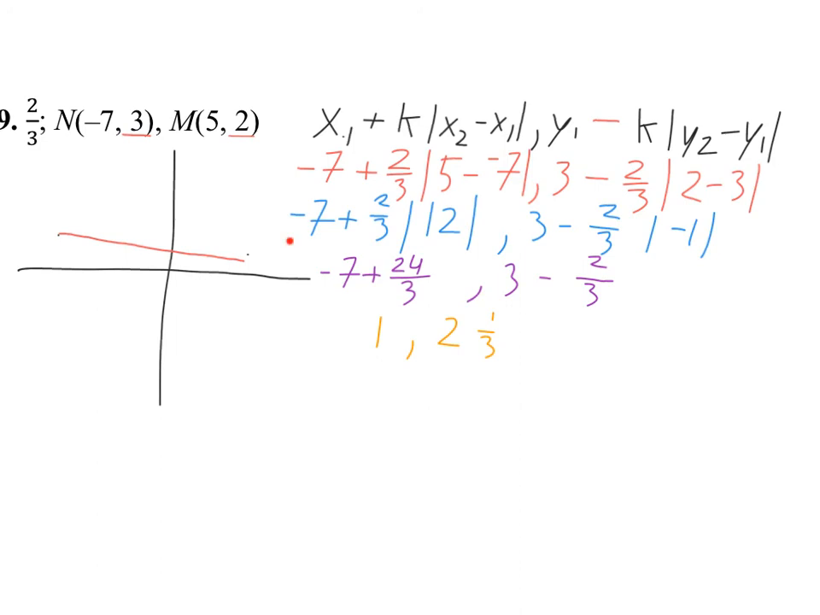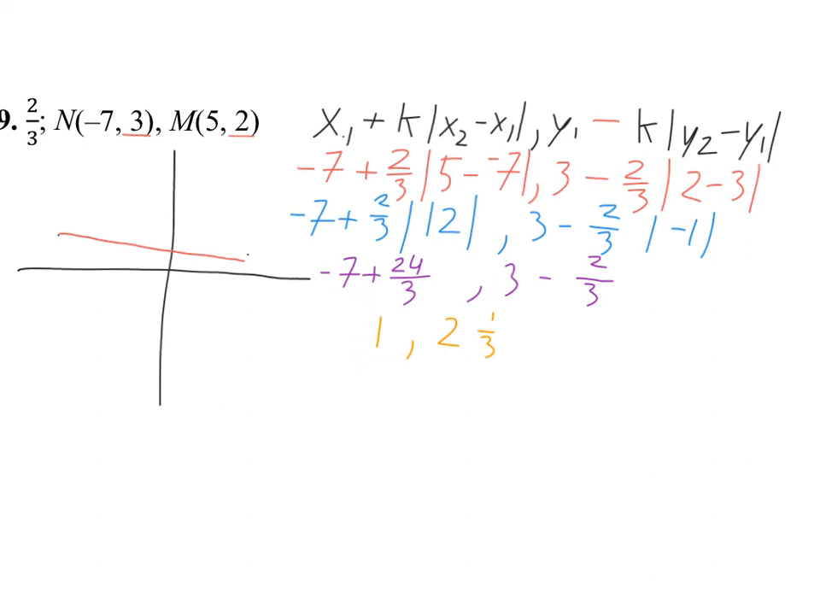such that in blue we have negative 7 plus 2/3 the distance of 12, minus, 3 minus 2/3 the distance of the absolute value of negative 1. And folks, the absolute value of any negative number is itself a positive number. So in purple, we have negative 7 plus 24 over 3. 24 over 3, that's the same as 8. So negative 7 plus 8 gives us 1.